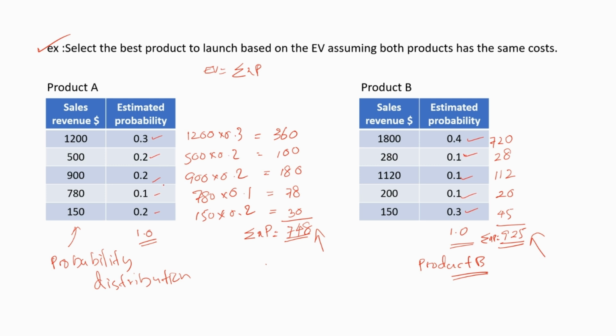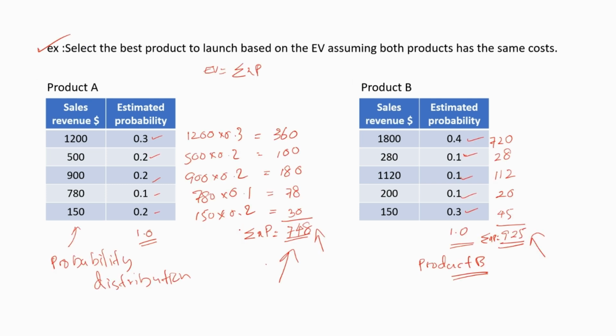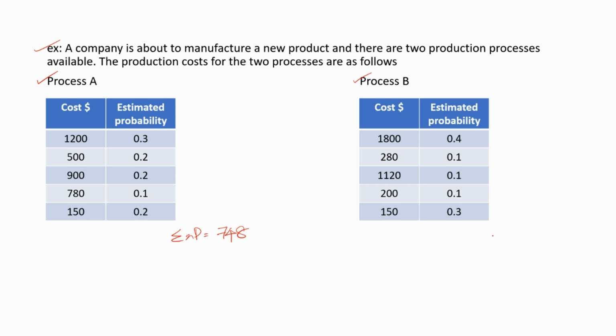So now we know the expected value for the first table is 748. Expected value for this table equals 748. For table B, the expected value is 925. Now, which expected value should we select?